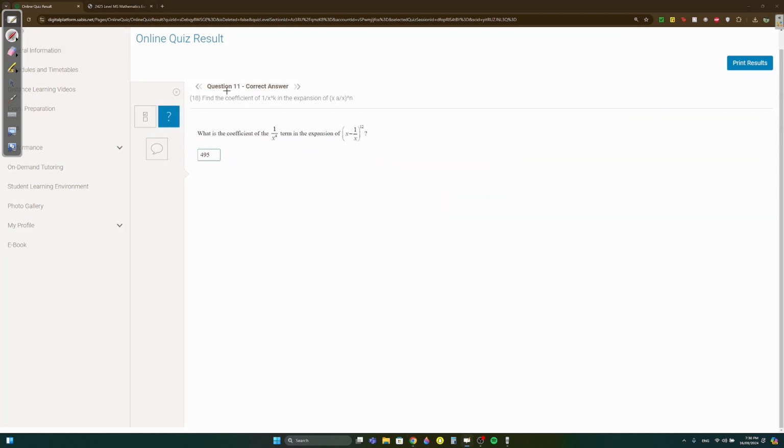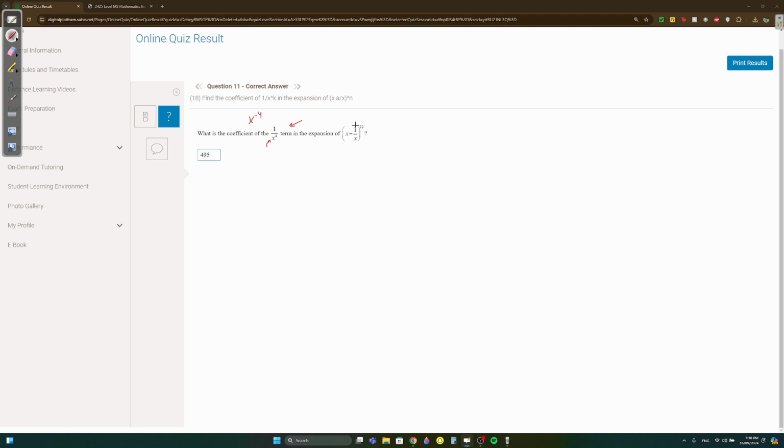Coefficient of 1 over x to the power 4. Here, let's see. 1 over x to the power 4 means x to the power of negative 4. This came in the written today. You had to know that if it's negative, it's just flipped upside down.